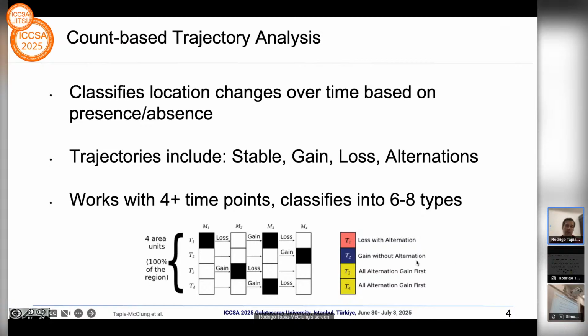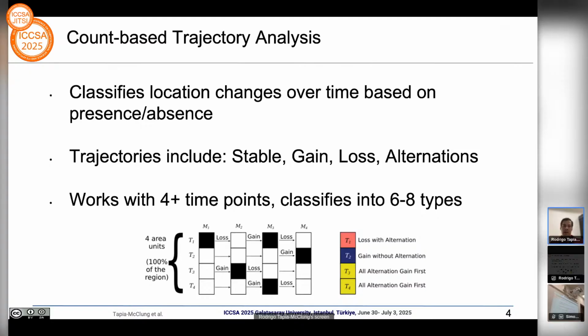Similarly, we can consider another trajectory, which is called gain without alternation. So we didn't have any presence of that category in the first three maps, and at the very end we have presence. So there was a gain. Overall, there was a gain, and there was no alternation because there were no ups and downs, or presences or absences.